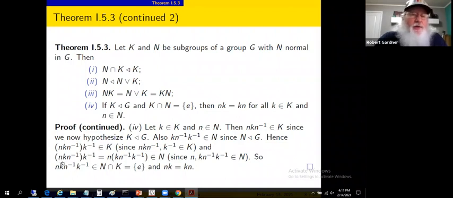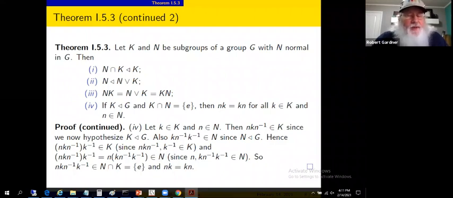Also, nkn inverse k inverse can be written, by associativity, by moving the parentheses over one, same order, just grouping the last three instead of the first three. This involves kn inverse k inverse. That's an element of N. And n over here is an element of N. It's given there. An element of N times an element of N is an element of N.